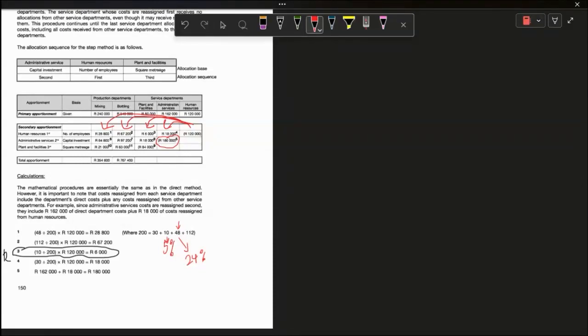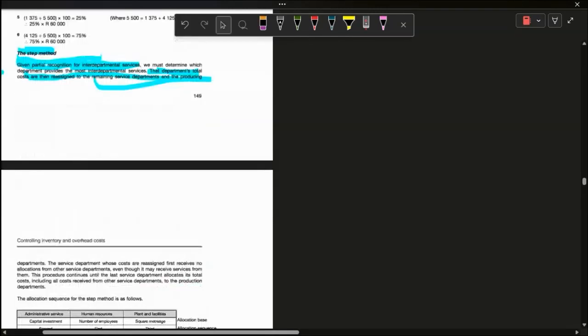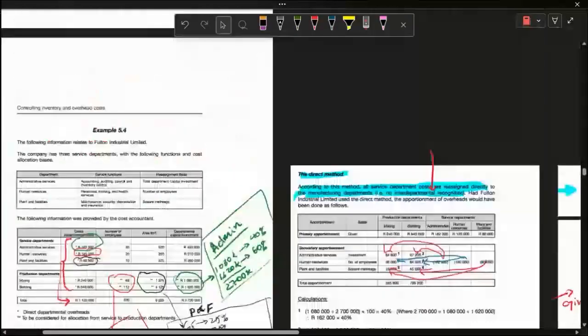How many remaining departments are there? Mixing, bottling, plant and services. All right. So only these three. How do we apportion this amount to these three departments? Remember, for human services, it was 4 departments: the administrative, the plant, the bottling, the mixing. For the administrative services, only 3 departments: plant, bottling, mixing. All right. How do we apportion this amount? It was provided to you in the question here.